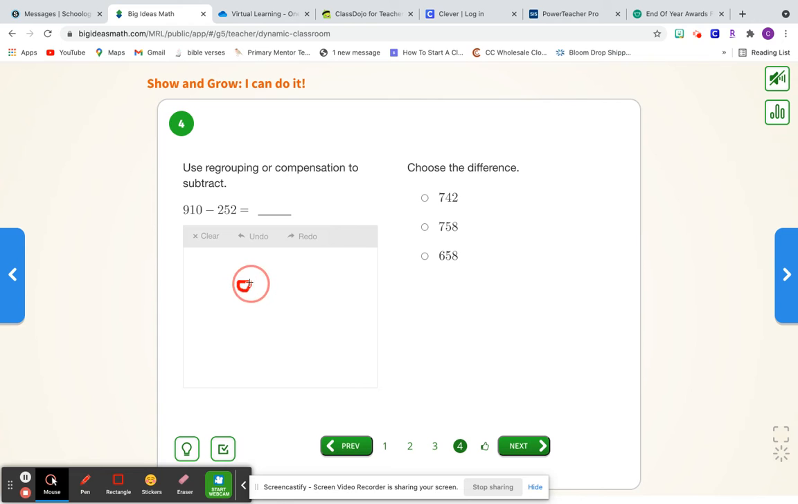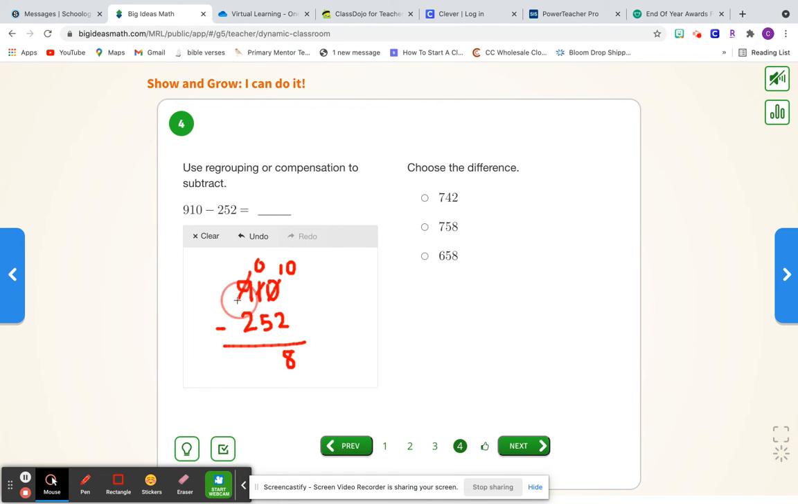All right, this one we're going to do regular regrouping, because we can actually still do this one step at a time, even though we're going to have to regroup from both numbers. So we're going to come here. We're going to bar this 10. So now we have 10 ones. 10 minus 2 is 8.